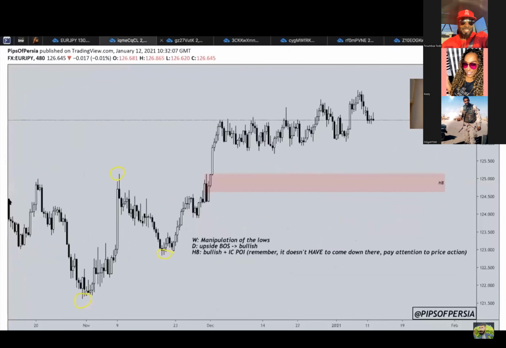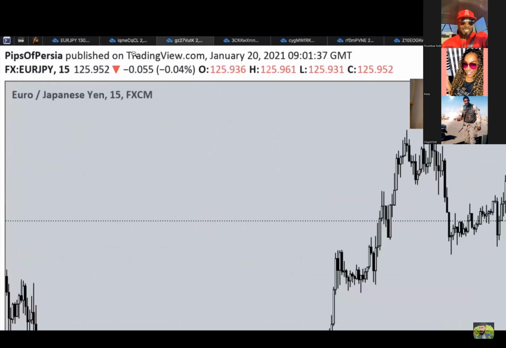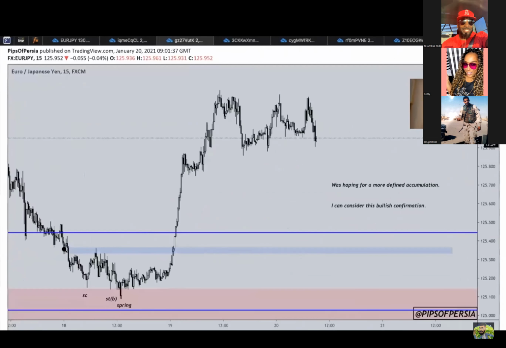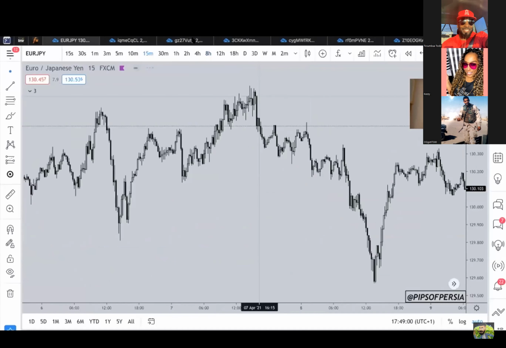And now we've gone ahead and have approached that level over here. This second picture is January 20th. So it's just over a week after the first picture was taken. And this is throughout London session over there. So this was in a way where the market started to approach that desired level and started to create the accumulation schematics on the lower time frames.